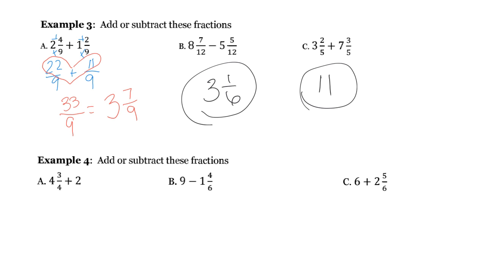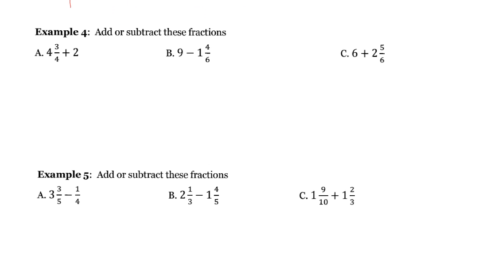Okay, so let's look at example 4 now. So what's a little different here about these? Hopefully you thought one's a mixed number and then we're adding or subtracting a whole number. So one's a mixed number and one's a whole number. That doesn't really change a lot, but it is somewhat helpful to remember that it does change a little bit. So always start by making things improper fractions.